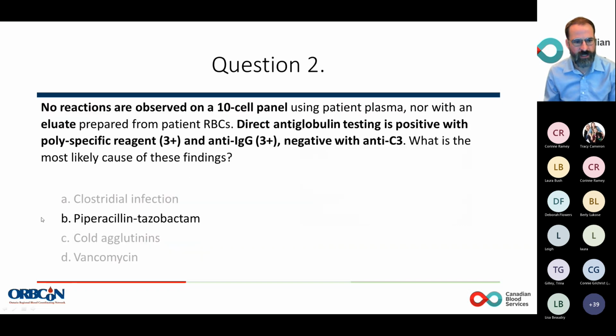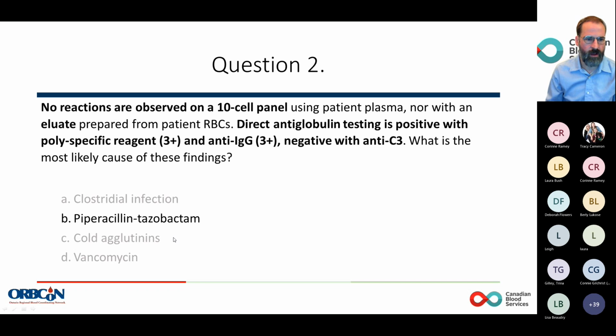So getting back to our question, just thinking about the epidemiology of things, of the options that we see here, pip/tazo and vancomycin are both drugs, and so both are kind of likely to explain things. But piperacillin tazobactam, of these two options, is the one that would be seen more commonly. And we haven't really seen reports of vancomycin causing drug-dependent hemolysis specifically. It sometimes causes problems for platelet antibodies, but not so much red cells.